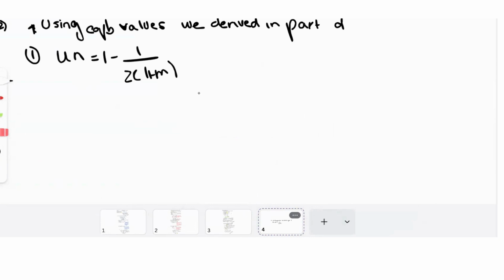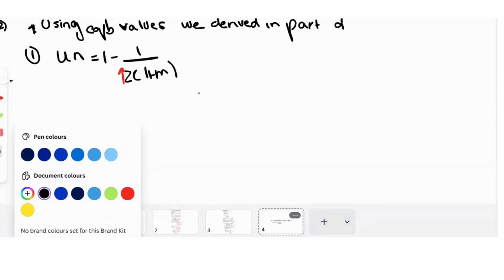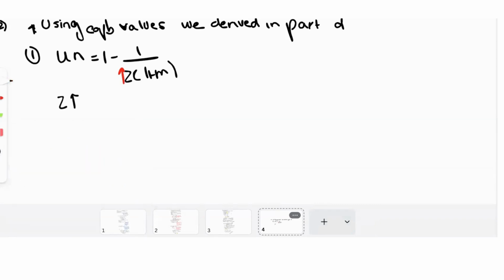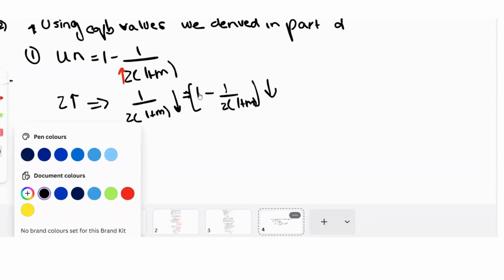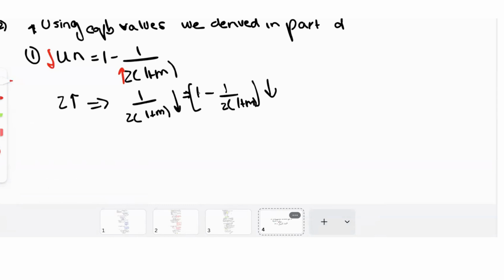Now I want to see what happens here as Z increases. As Z increases, that causes 1 by Z(1 plus m) to go down because Z is in the denominator. When the denominator of a fraction increases, the overall fraction goes down. So now you're subtracting from 1 a smaller number. So this entire thing changes, and this is essentially UN.